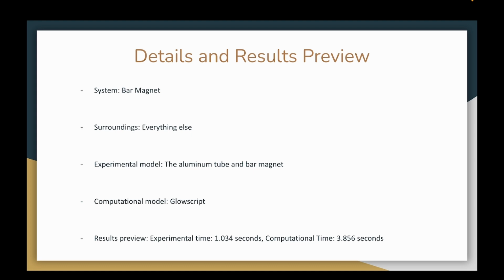So, quick results and data preview. The system is the bar magnet, and the surroundings is everything else. The experimental model was used with the aluminum tube and bar magnet, and the computational model was created using GlowScript. And a quick results preview: the experimental time was found to be 1.034 seconds, and the computational time was 3.856 seconds.